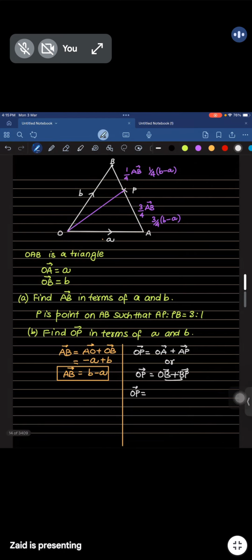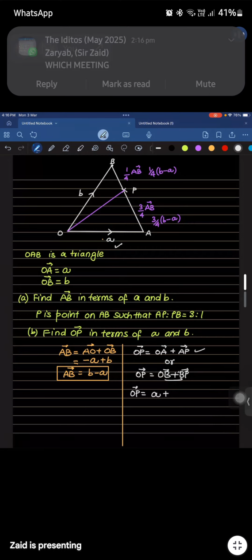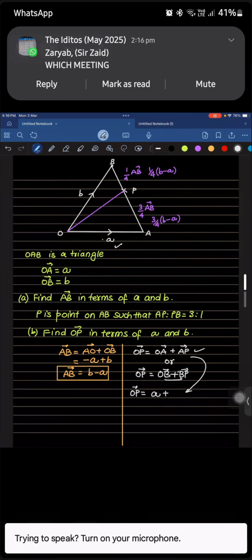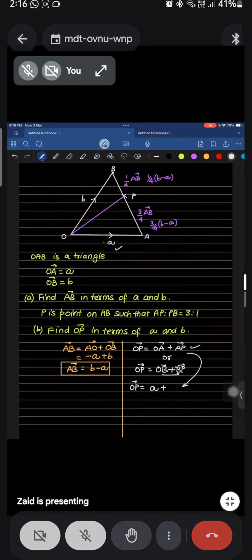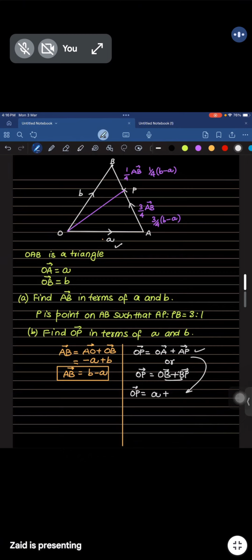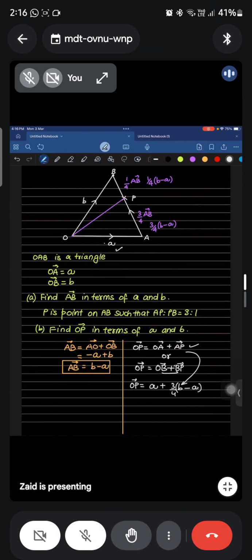OA is A, because we are going from O to A. If it was AO, it would have been minus A. So OA plus AP, where AP is 3 upon 4 of B minus A. This value was for AB, so I'm doing the right thing. You are not going to leave the answer like this. You're going to simplify it fully. So it's going to be A plus 3 over 4 B minus 3 over 4 A.